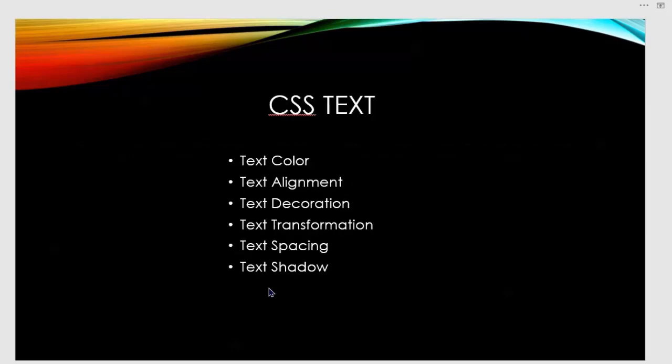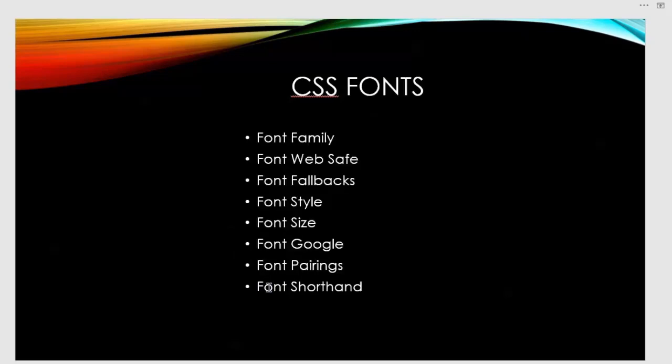CSS text. The styles which we can provide to the text are text color. We can change the color of text, then text alignment, text decoration, text transformation, text spacing, text shadow. And CSS fonts. There are different types of fonts like font family, font web safe, font fallbacks, font style, font size, font Google, font pairings, font shorthand.